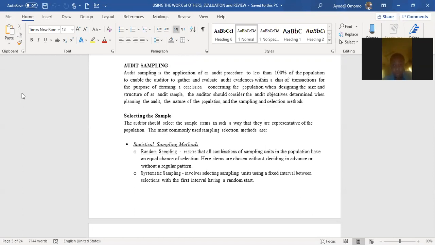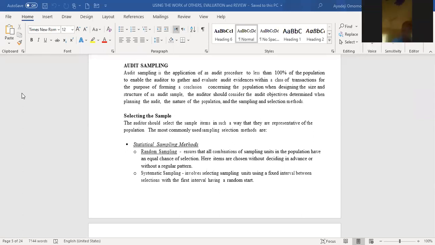In most cases, at times it might be very difficult for you to actually test the whole population, either due to the sheer size or complexity, or probably you might not even have all the resources to carry out the whole audit. For instance, if you are to audit MTN now, I doubt that there's any auditor that will carry out 100% audit of MTN.